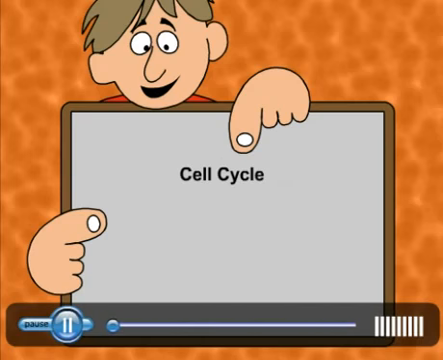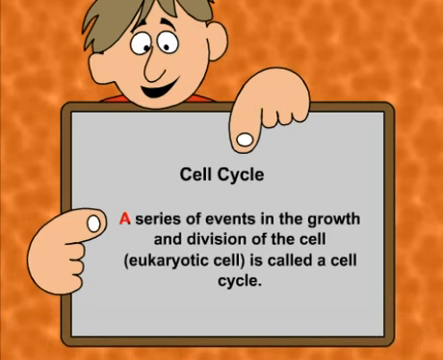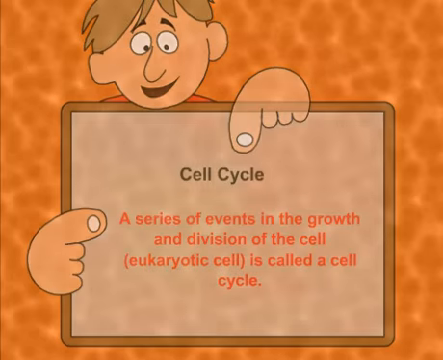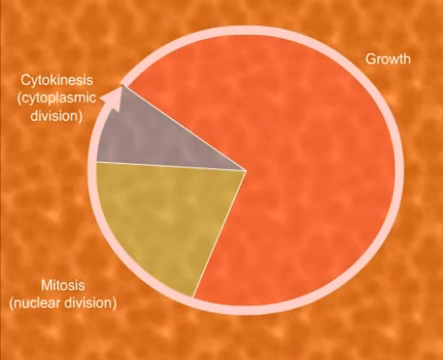What is the cell cycle? Let us define. A series of events in the growth and division of a cell, especially a eukaryotic cell, is called a cell cycle. Here we'll try to understand the events that occur in a cell cycle. The cell cycle is divided into two basic phases. And what are those? Interphase and M phase.